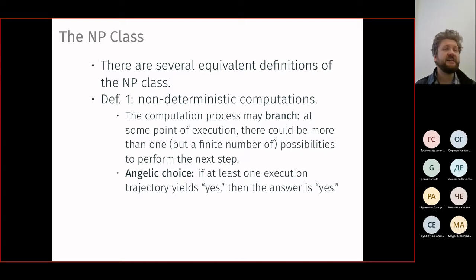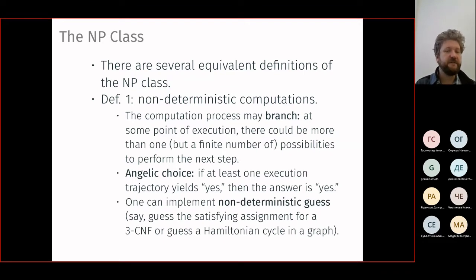But it means that the non-deterministic machine is something like a mythological object. It does not exist, of course. Why? Because at some point, the machine could make the right guess. The standard example is the non-deterministic guess, for example, a satisfying assignment, or next lecture we'll have Hamiltonian cycles in graphs. So how can a non-deterministic machine quickly solve the satisfiability problem, for example? It just says, okay, instead of trying to apply resolution or doing something like that, I will just guess the satisfying assignment. I will non-deterministically guess all the bits. And due to angelic choice, if there is a satisfying assignment, then there is a computational trajectory which will yield yes. The angelic choice will give you this. If there is no satisfying assignment, no one will help you, and any angelic choice will give you no.